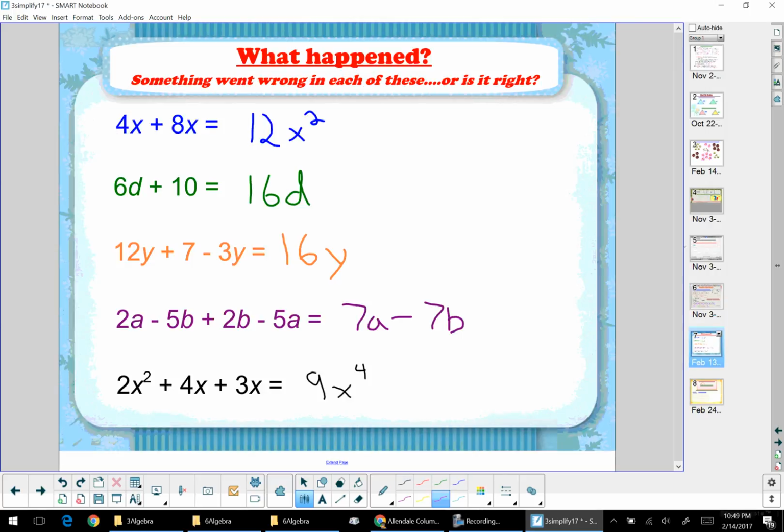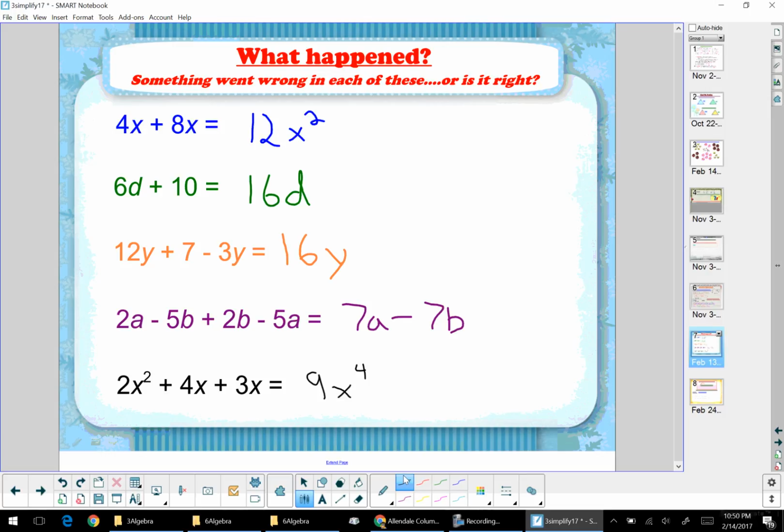So this page is an interesting one. I like this page a lot. There are 5 examples here, and each one has an algebraic expression that can be simplified. And something seems to have gone wrong in these examples. Some crazy person came over and simplified each of these. It was me. But they combined things horribly wrong.